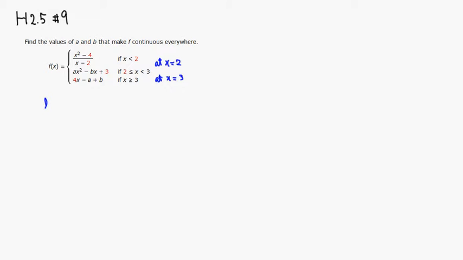So we're going to look at the limit of f of x as x approaches 2 from the left, and the limit of f of x as x approaches 2 from the right, and the limit of f of x as x approaches 3 from the left, and the limit of f of x as x approaches 3 from the right.